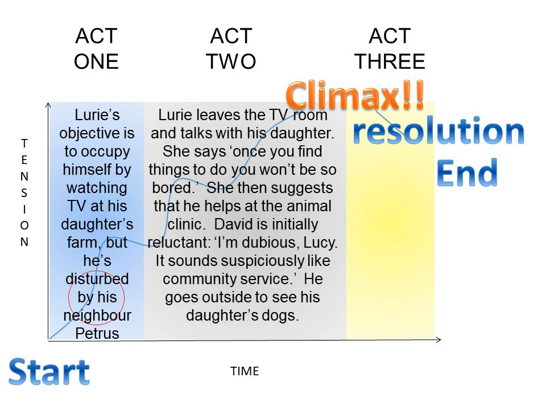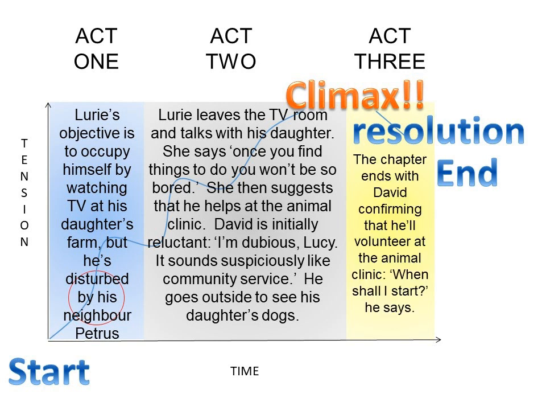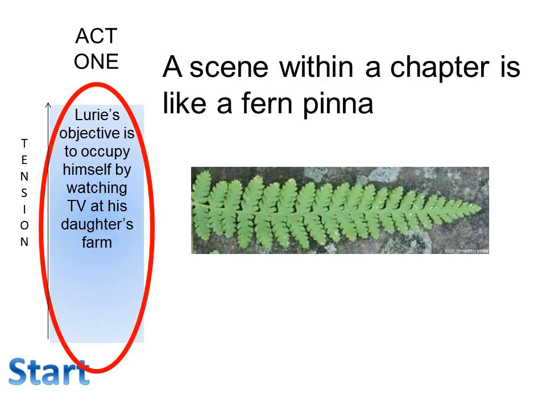In the second act, Lurie leaves the TV room and talks with his daughter. She says, "Once you find things to do, you won't be so bored." And she then suggests that he helps at the animal clinic. Well, David's initially reluctant. He says, "I'm dubious, Lucy. It sounds suspiciously like community service." He goes outside to see his daughter's dogs. And then in the third act, the chapter ends with David confirming that he'll volunteer at the animal clinic. "When shall I start?" he says.